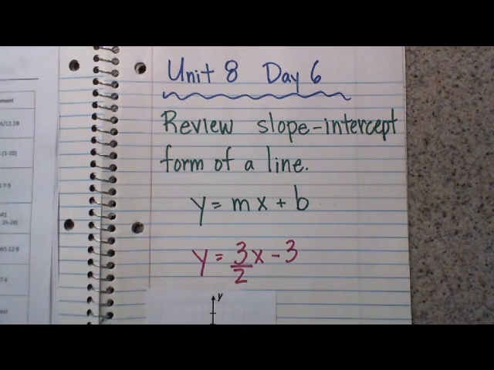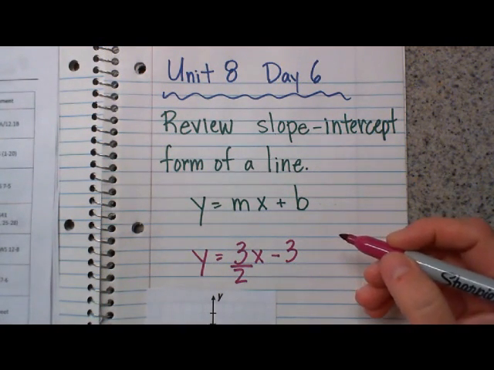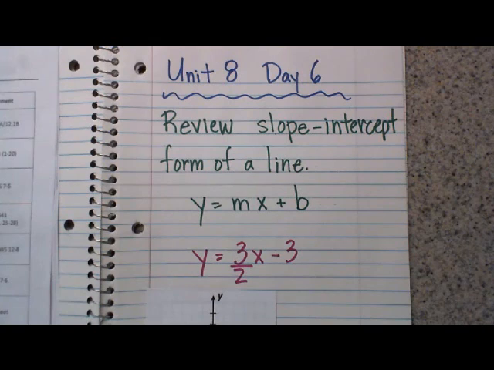Boom. So we're back for Unit 8, Day 6. We're going to start off with a review of the slope-intercept form of a line. And if we remember, the slope-intercept form of a line is y equals mx plus b, where m is the slope and b is the y-intercept.